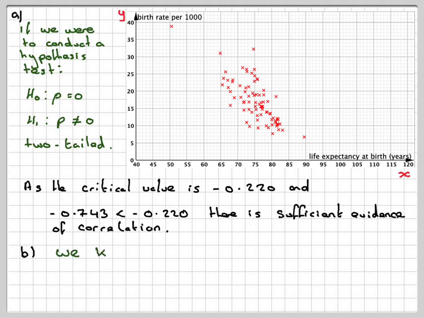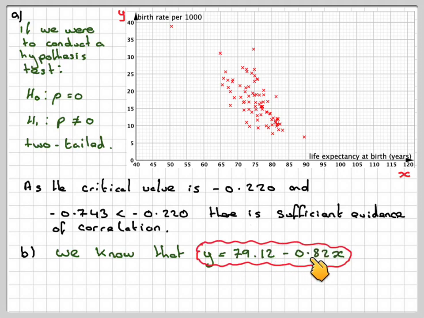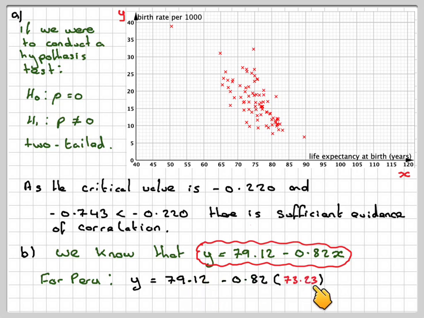B, if we add an x and a y, we will know that y is equal to 79.12 minus 0.82 times x. So if we substitute our value of x in, for Peru, y will be equal to 79.12 minus 0.82 times 73.23, which gives a value of 19.07. Therefore, the birth rate for Peru per 1,000 is 19.1, correct to three significant figures.